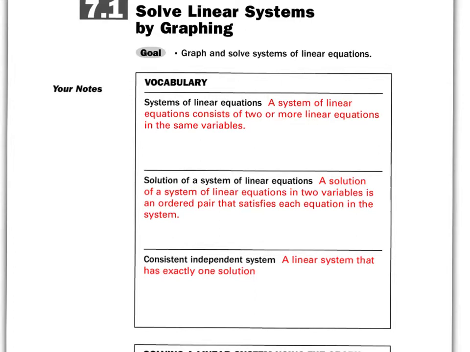Today we'll be working with lesson 7.1, which is solving linear systems by graphing. In chapter 7, we talk about solving linear systems of equations. And what this means is we look at two lines on a graph. For example, here's your coordinate plane.